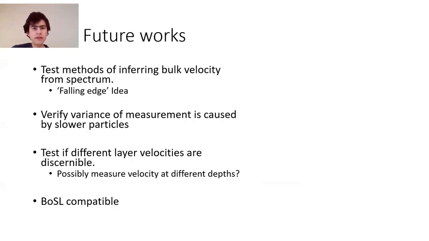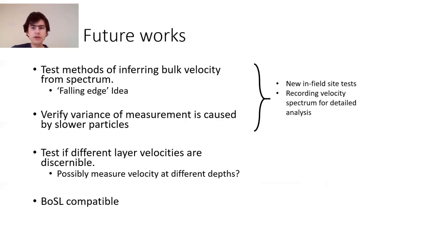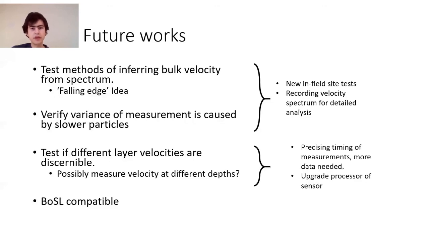On the progress of these, for the first two, we have a new in-field test site set up, and this is recording not only the velocity but also the entire spectrum. And so we'll take this data back and we'll run some detailed analysis on it to see what's the best method for determining the actual velocity from the spectrum. And hopefully from that we'll be able to develop an algorithm which we can implement on the velocity sensor so that it will automatically be able to tell us the reading of the water velocity.